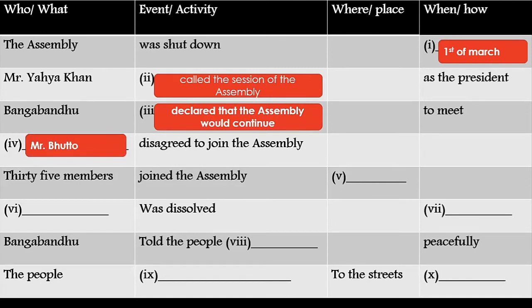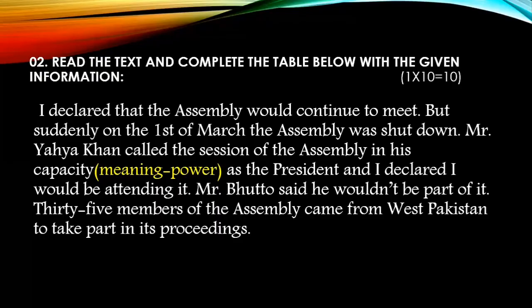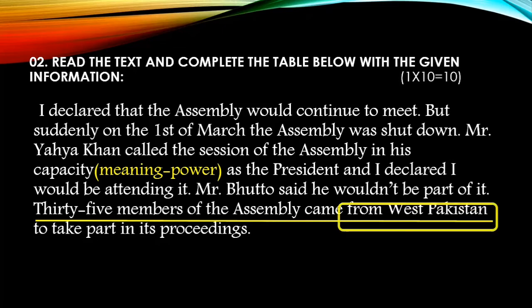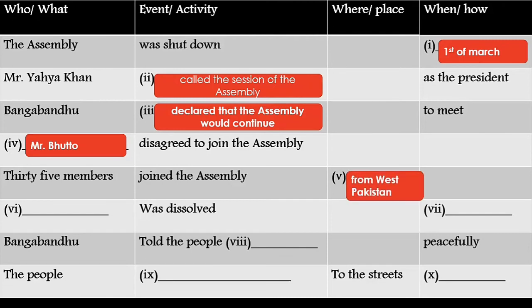Next line, 35 members joined the assembly. Where, or the name of the place. That means they joined the assembly, where they joined, or from where they came to join. We have to find out that information. And here is the line. 35 members of the assembly came from West Pakistan to take part in its proceedings. From where? From West Pakistan. So here is the answer, from West Pakistan.